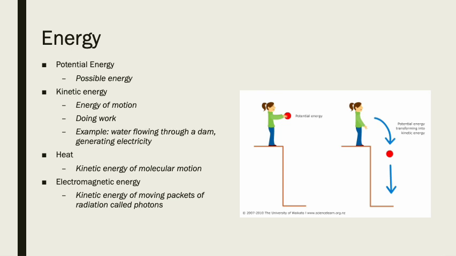Heat is kinetic energy, and it makes molecules move. And then there's electromagnetic energy, which is the kinetic energy of radiation. So radiation moves, and it's kinetic energy because it's moving, and it makes electromagnetic energy. So that's where magnetism comes from and why things are attracted to each other. It's because little packets of radiation are moving around and they're making energy.